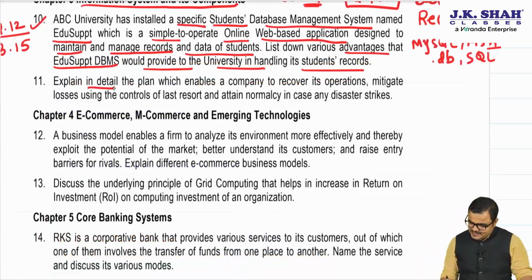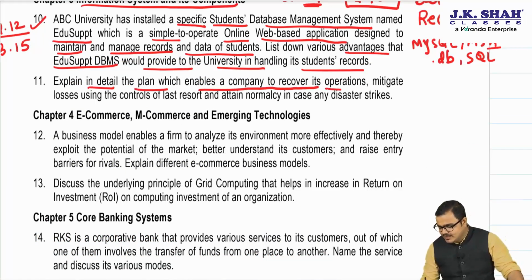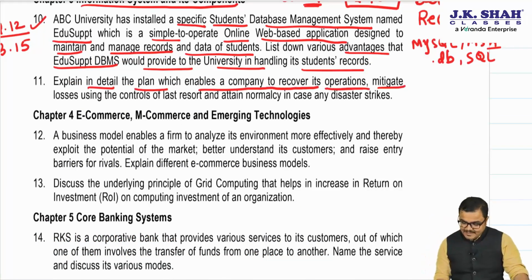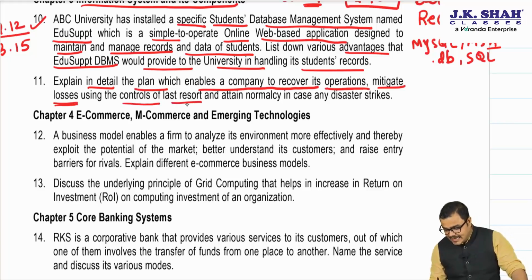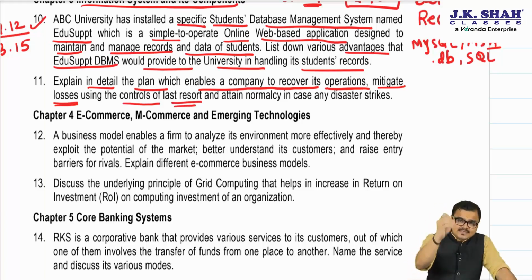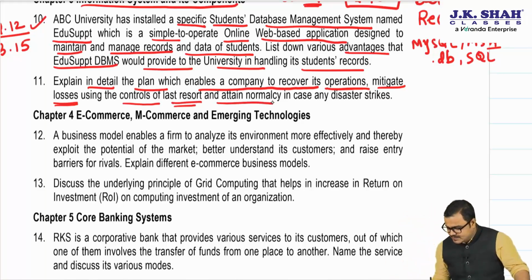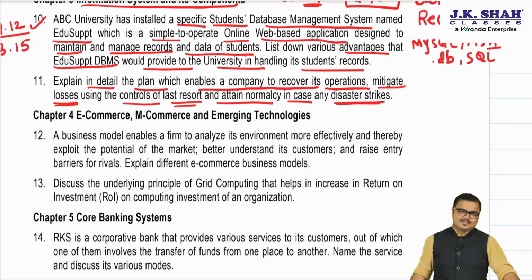Explain in detail the plan which enables a company to recover its operations, mitigate the losses using the control of last resort, and attain normalcy in case any disaster strikes. Now remember, they are asking that after applying all the controls, if the organization is still facing certain issues, then what should be the last resort?